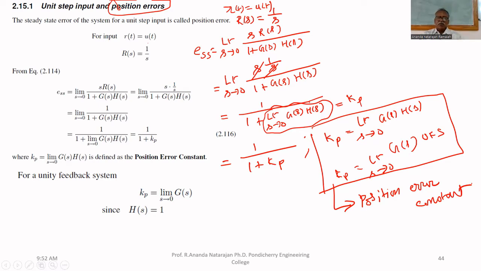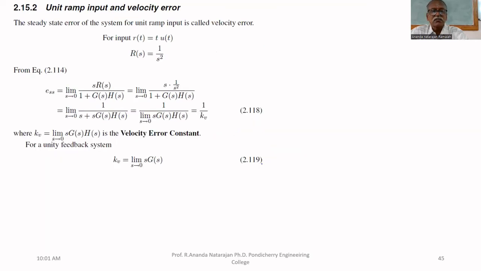For a unity feedback system, Kp equals limit s tends to 0, G of s. For a non-unity feedback system, Kp equals limit s tends to 0, G of s, H of s. Where Kp is called the position error constant. So for a unit step input, if you find the steady state error, you will get Kp. That Kp is called the position error constant.